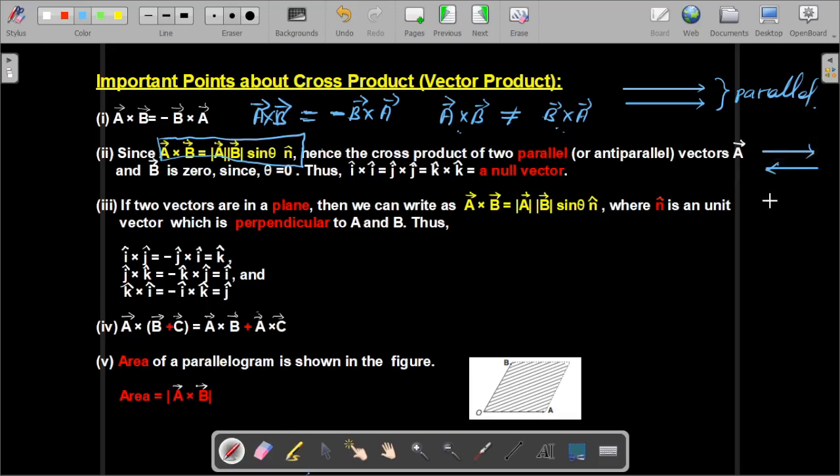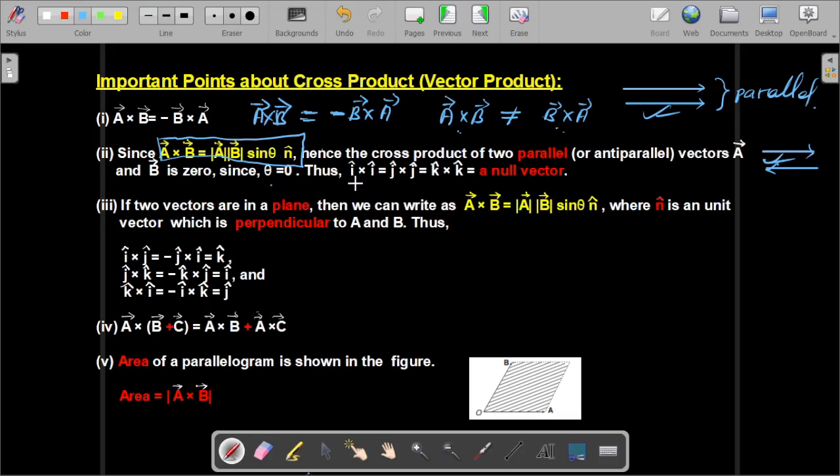They are called antiparallel vectors. Look at this. What is the angle between this and this pair? 0. Here the angle between them is 0. Theta equal to 0. Since sin theta equal to 0, then the whole expression will be 0. Hence the cross product of two parallel or antiparallel vectors A and B is 0, since theta is equal to 0. Understood?